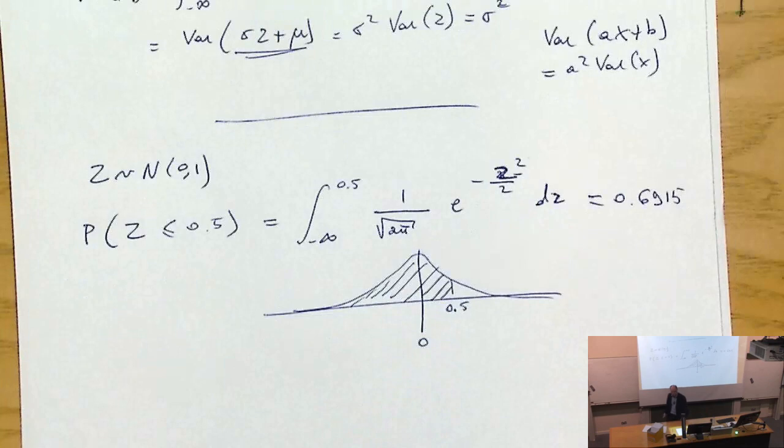So you use a table to do this. In MATLAB, you have a function that does this as well. There is no closed form solution. This is one of those distributions that does not have a closed form solution, but you can evaluate this numerically, and this is the outcome of those.